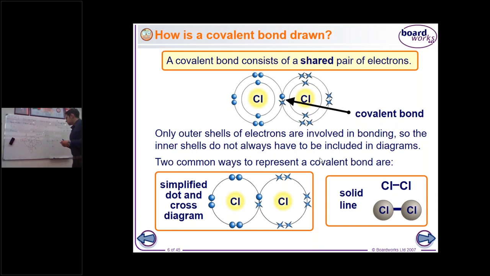Okay, but this is the dot cross diagram of ammonia, and this is the structure of ammonia, NH3. This is the first example. Then let's continue.